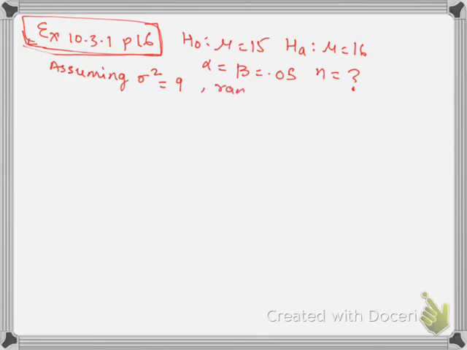Sometimes they give you a range, and if a range is given, then you can use sigma as range divided by 4. It's a very crude estimate of sigma.